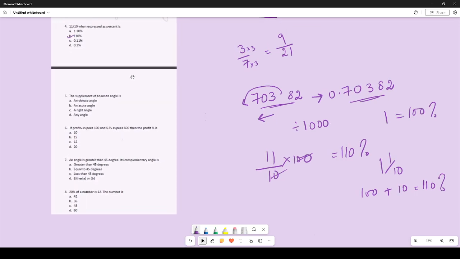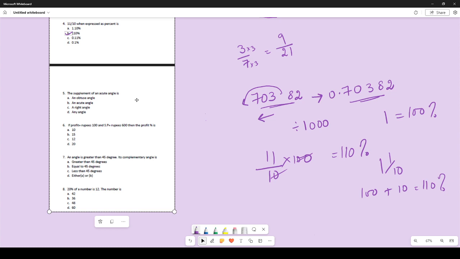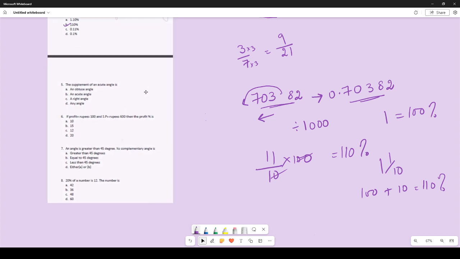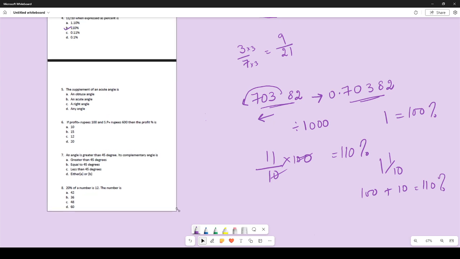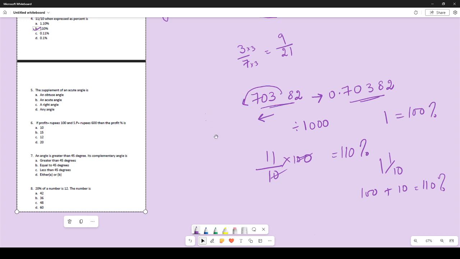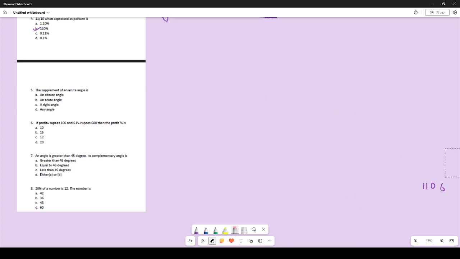Now let us move on to this one, where the supplement of an acute angle is. Now remember that you have to read this question and understand this question carefully. Let me just shift this a little bit over here, or I can keep on erasing this as well so that we have a clean board at all times. You have the supplement of an acute angle is, remember how do we talk about supplements? So supplementary angles are angles where their sum is equal to 180 degrees.